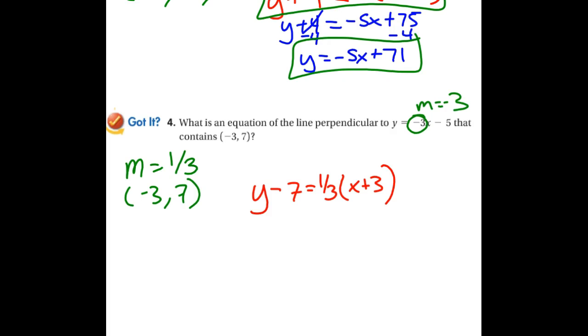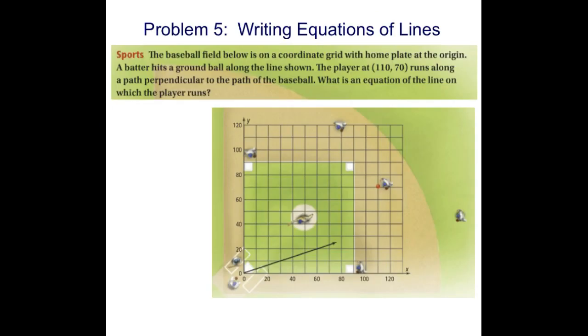And there you can see my work of getting this into point slope form. I identified the slope of the line I had. I then wrote down the perpendicular slope and the ordered pair and plugged them in. All right, so that's our pretty straightforward method of doing this. We have one more question to do.